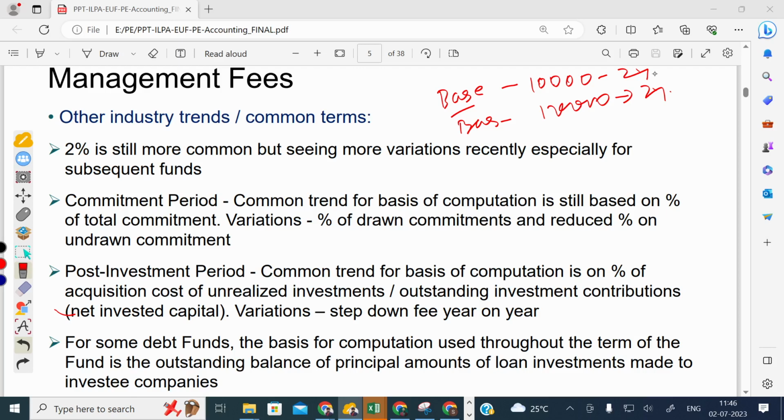Acquisition cost. Acquisition cost, it means invested capital. Acquisition, it means purchase price.